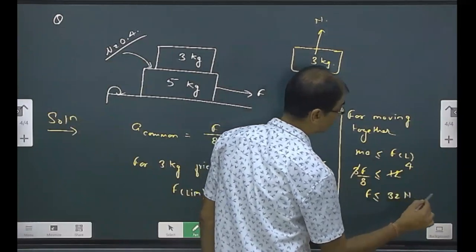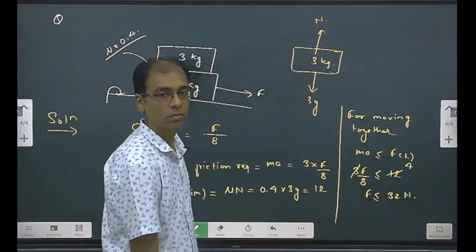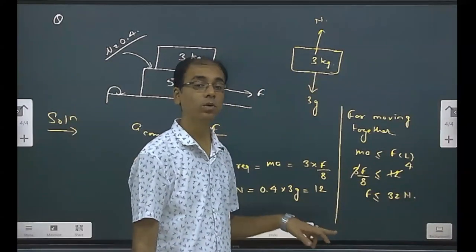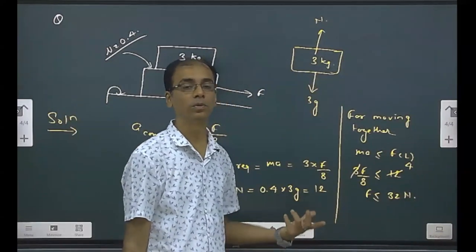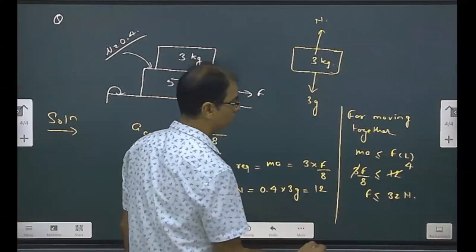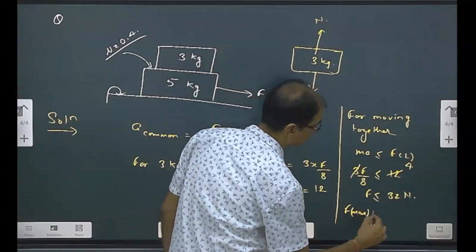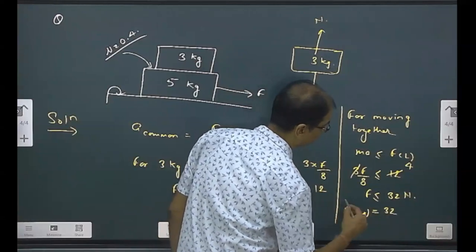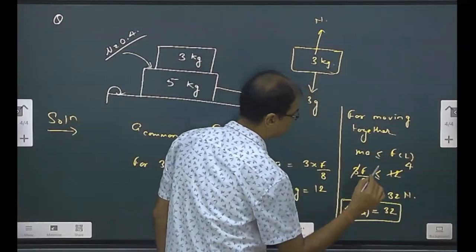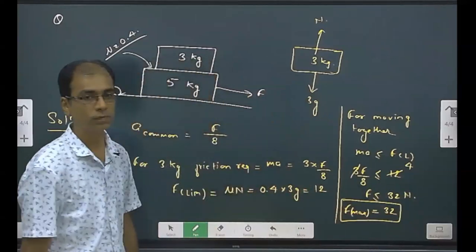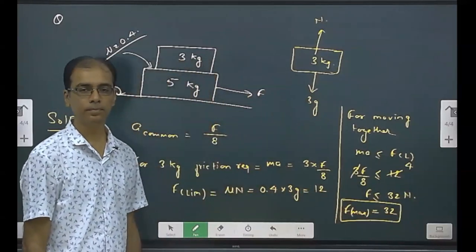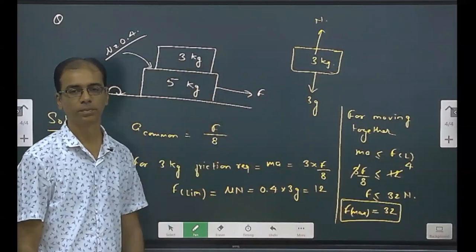So he's asking maximum value. We are saying F should be less or equal to 32. So what is maximum value? 32 Newton. So F maximum is 32. So till this F is 32 Newton, both the blocks are going to move together. Did you understand?